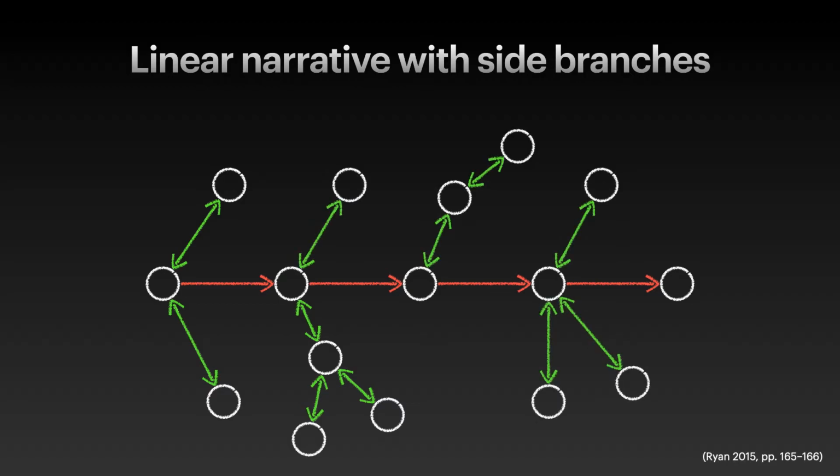Having side branches throughout the main story allows the player to make choices as they pick the side stories they wish. Still, in order to progress in the game, the player has to follow the linear main story to the end.